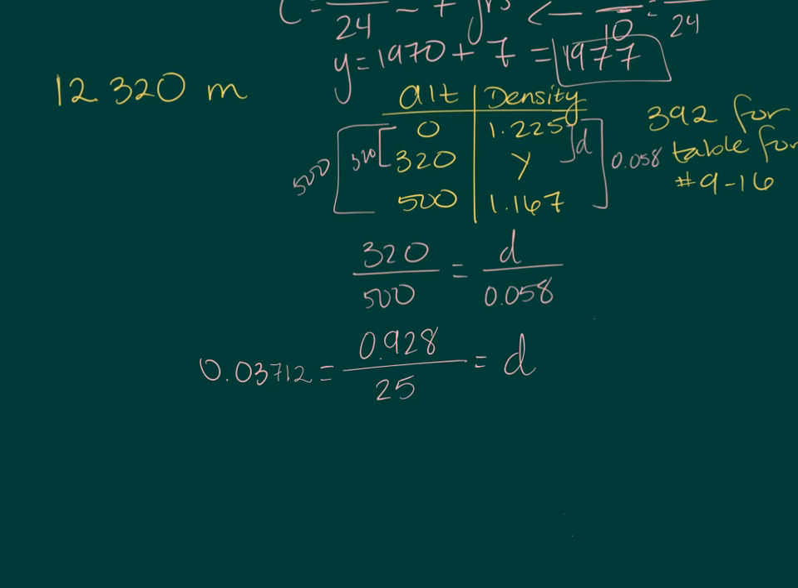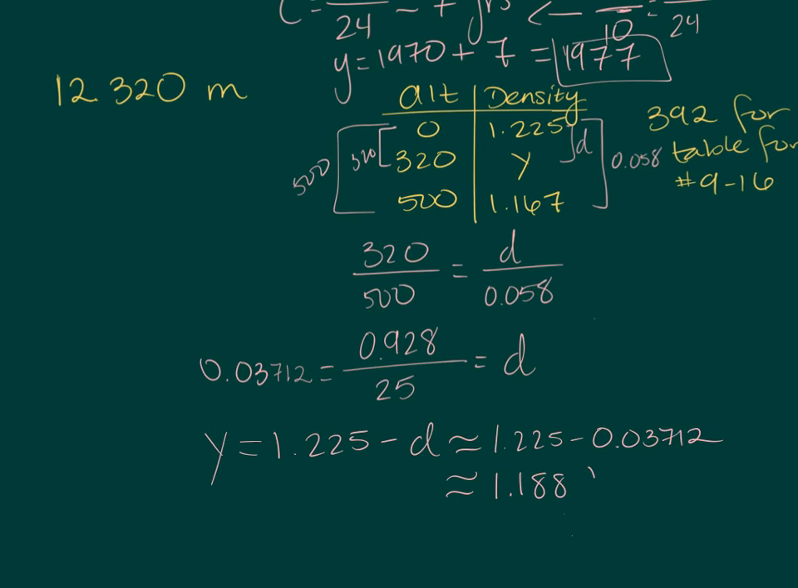0.03712. If you notice though, all of the decimals in the chart only go to 3 places, so our answer needs to be only to 3 places. To find our actual answer for y, it's going to be 1.225 minus d, because we are decreasing in density. So that's approximately 1.225 minus 0.03712, which will be approximately 1.188 kilograms per meter cubed.